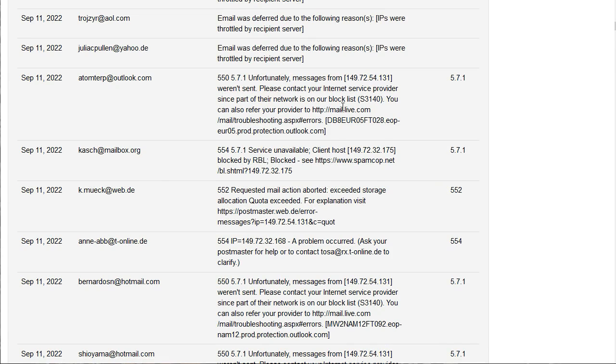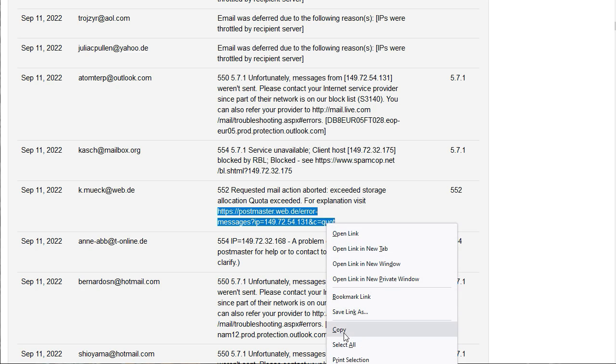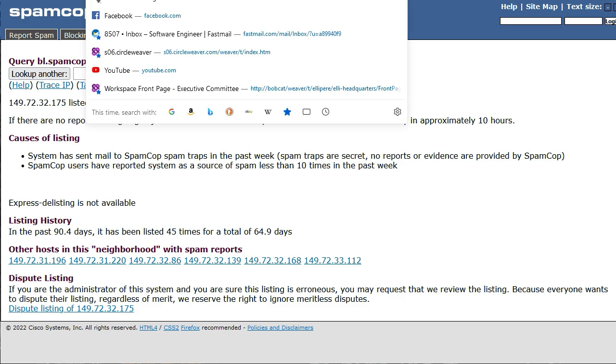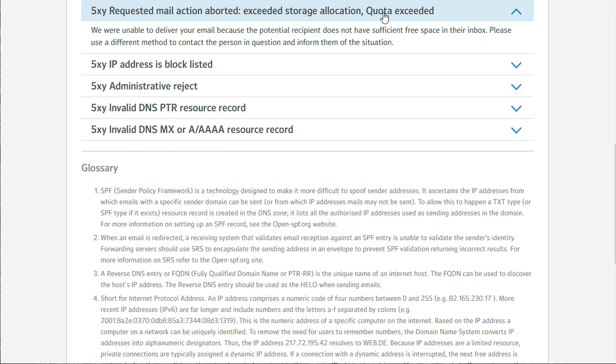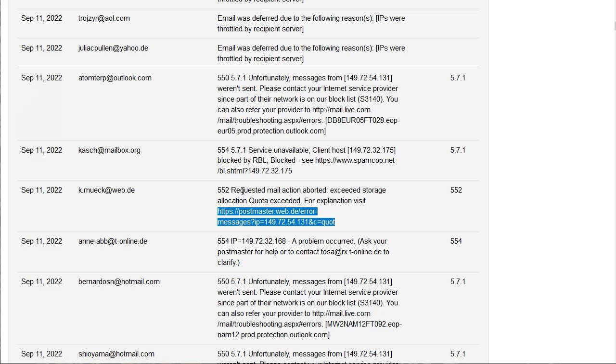Outlook is on this mail.live.com, which you'll notice Hotmail uses. Here's an interesting one. Notice this QUOT at the end. If I copy that link and put it in here, what happened is this user's quota has been exceeded, so we can't send mail to him. There it is, exceeded storage quota. That's interesting news.